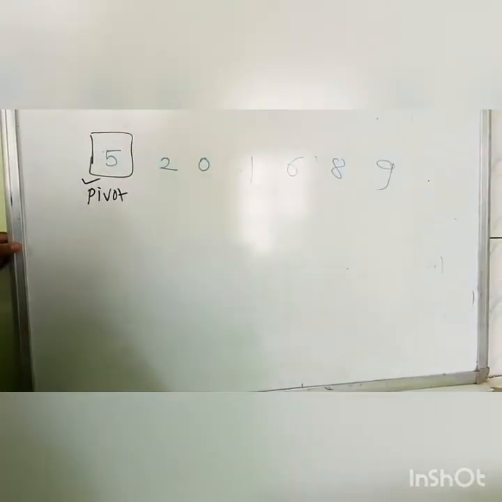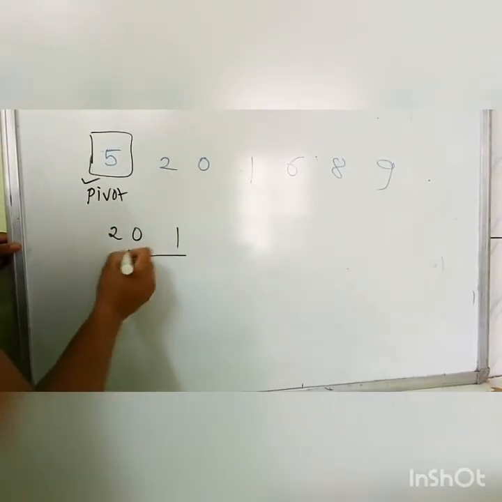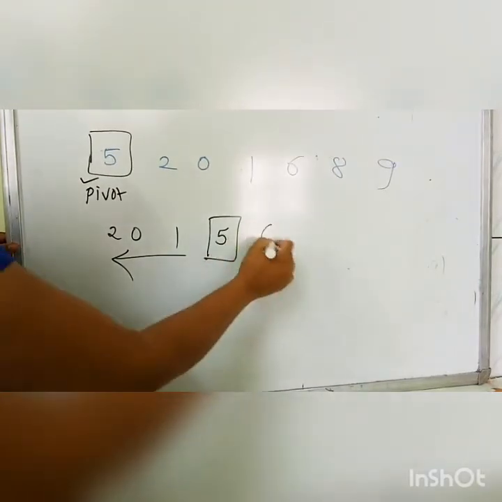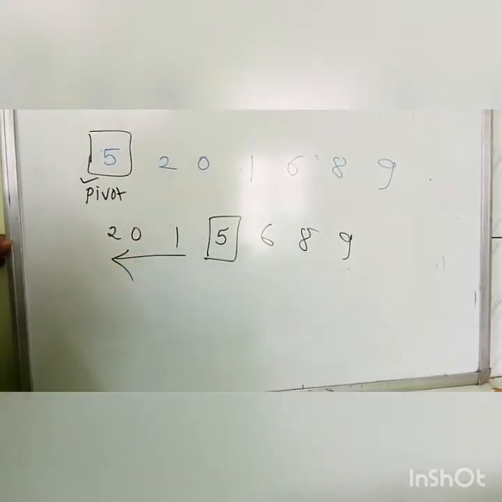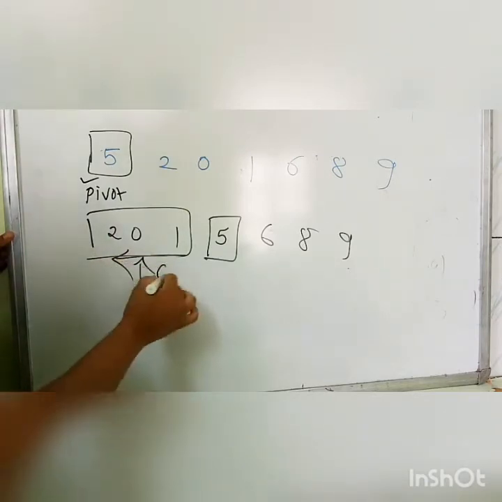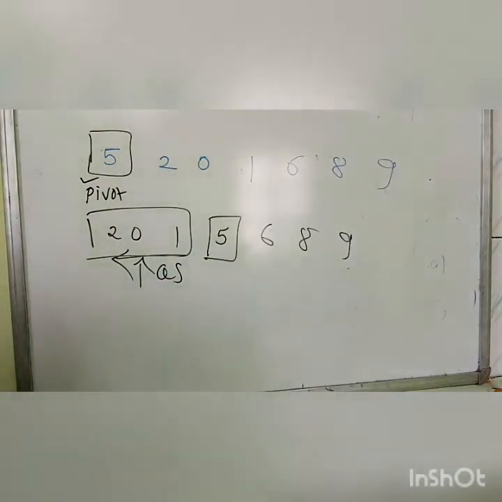Means in this example, the 2, 0, 1 will be arranged to this side, then the place of the pivotal is here, and here the greater elements are arranged into the right half side. As these are not in sorted order, it will apply quick sort again, means the divide and conquer strategy will be applied again and the elements are sorted at the last. So this is the mechanism behind the quick sort algorithm.